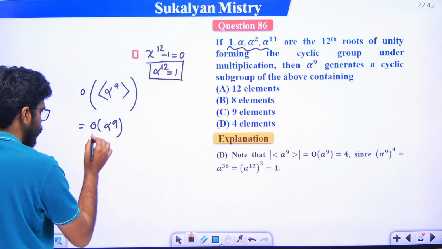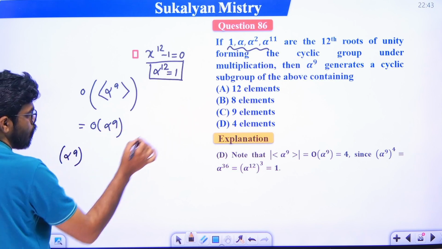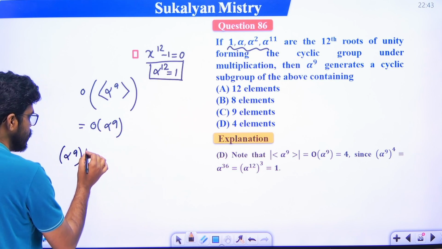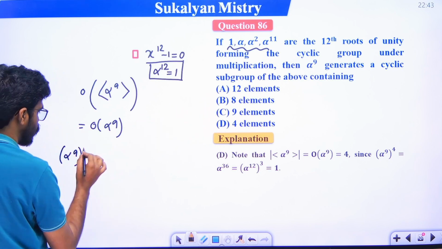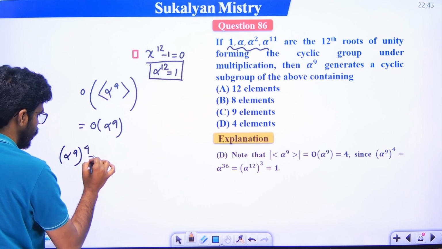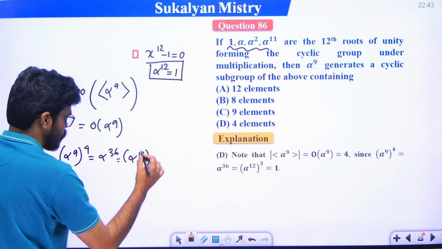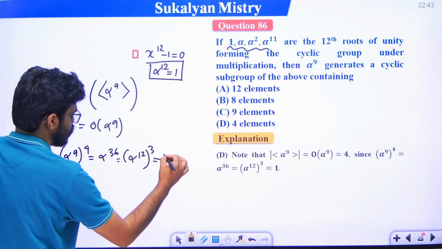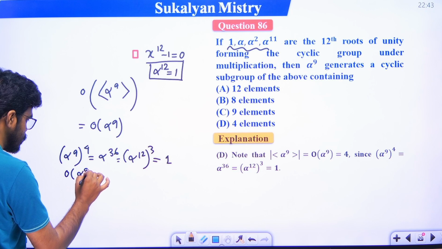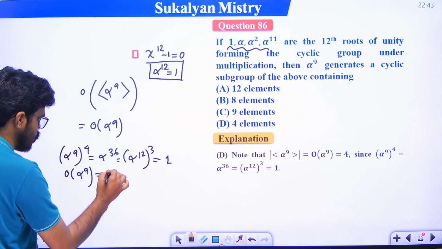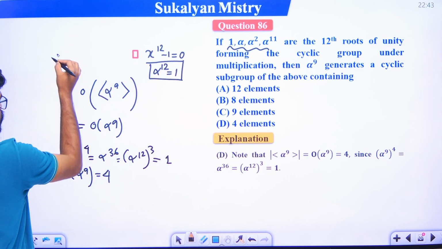Let's check all the options, starting with 4. Alpha to the power 9 cubed is alpha to the power 27, and so on. Take the fourth power: alpha to the power 36, that means alpha 12 cubed. Alpha to the power 12 is 1, and 1 cubed is 1. That means the order of this element will be 4.